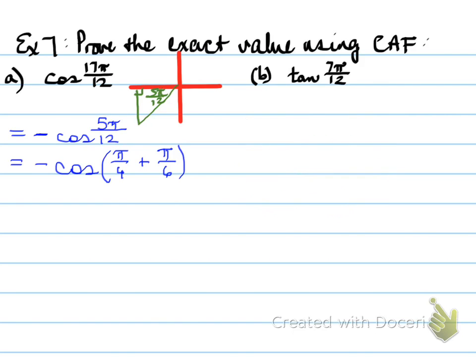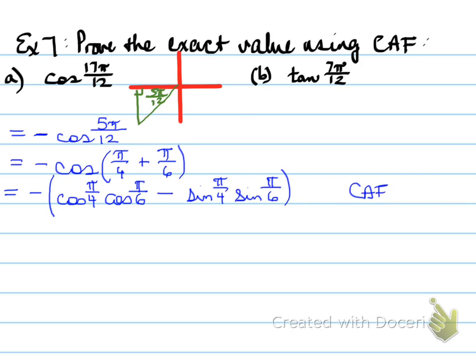30 degrees plus 45 degrees, where 30 degrees is pi over 6 and 45 degrees is pi over 4. So the result will be, using the CAF rule, cosine of pi over 4 times cosine of pi over 6 minus sine pi over 4 times sine pi over 6. Again, the CAF rule for expanding cos is cos cos, sine sine, and we need the special triangles, so I use the special triangles.